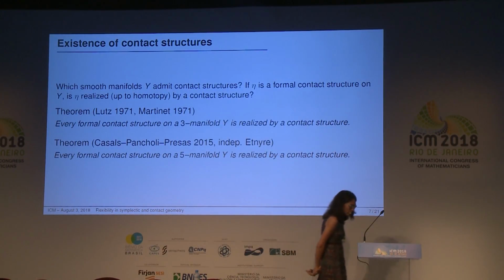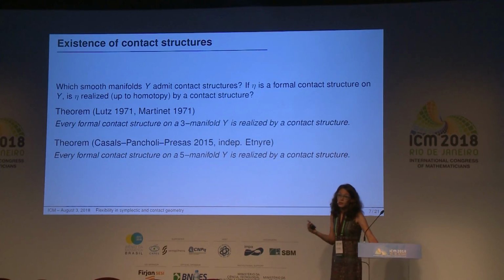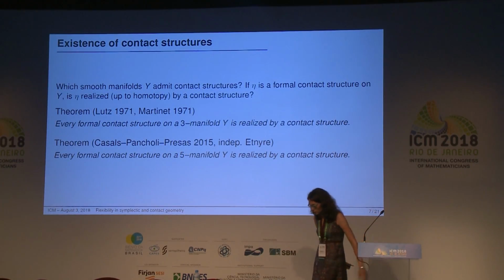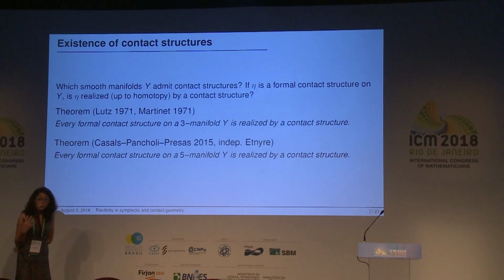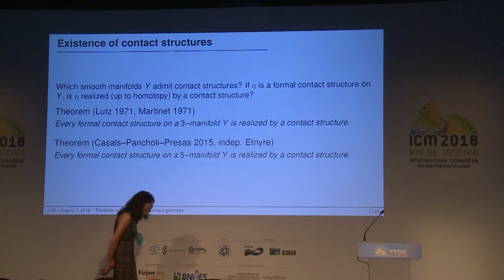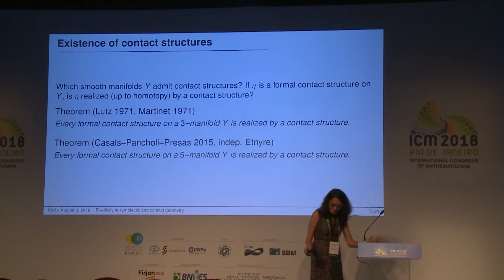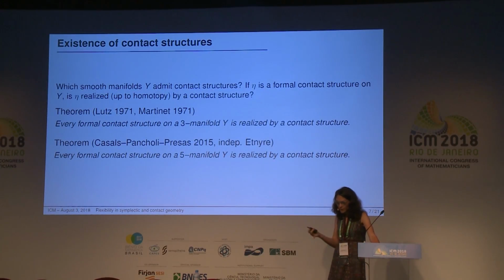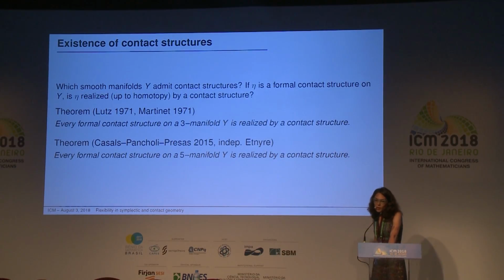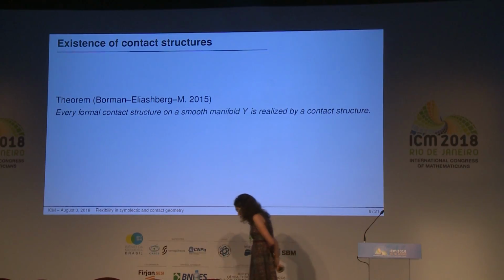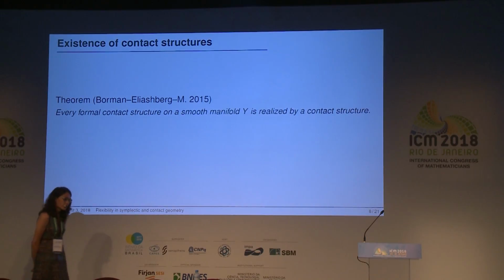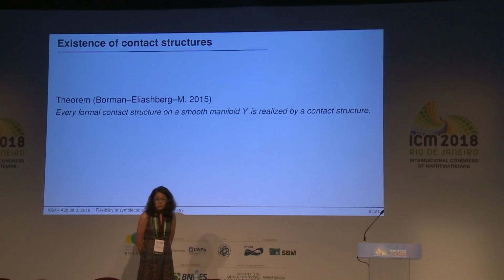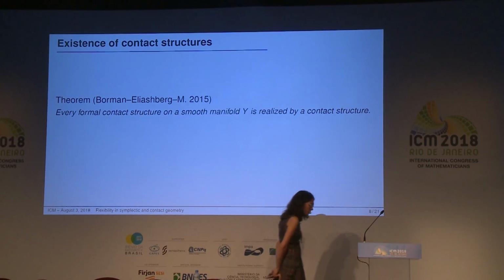Now, more recently, there are a couple of proofs by Casals, Pancioli, and Presas, and also independently by Etnyre, which proved existence of contact structures in the 5-dimensional case. I won't talk so much about this, but maybe we'll say a little bit. Notice there's quite a gap between these in terms of years. And then also in the last few years, it was proven that in fact in all dimensions, every formal contact structure is realized by a genuine contact structure.